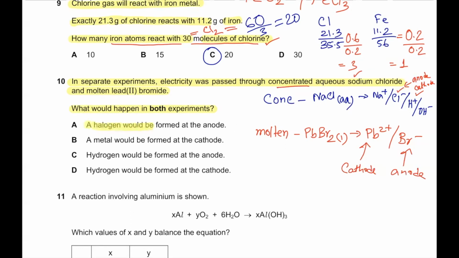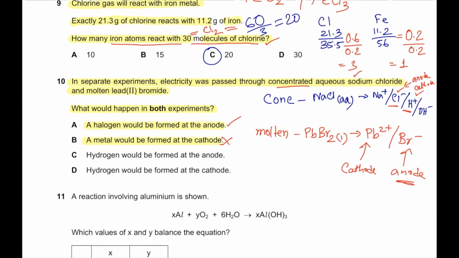Now the question says, what would happen in both experiments? A halogen would be formed at the anode. Yes guys, we can see a halogen is formed here, and it is formed at the anode. So A is the correct statement. Let's see why the other options are wrong. A metal would be formed at the cathode. Guys, in both experiments metals are not formed. In the experiment with concentrated sodium chloride, we got only hydrogen. So metals are not formed in both.